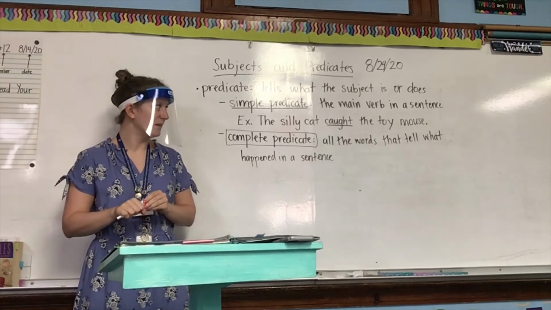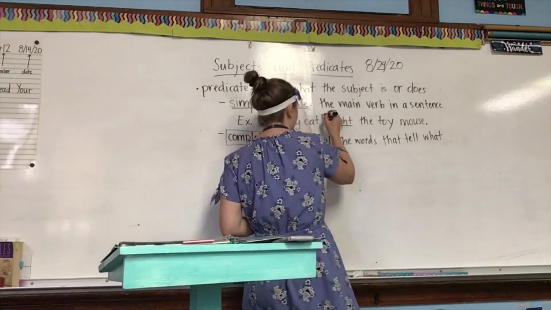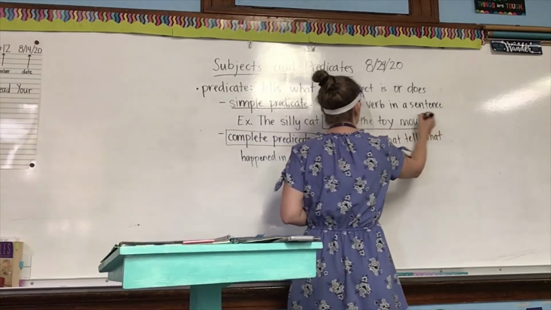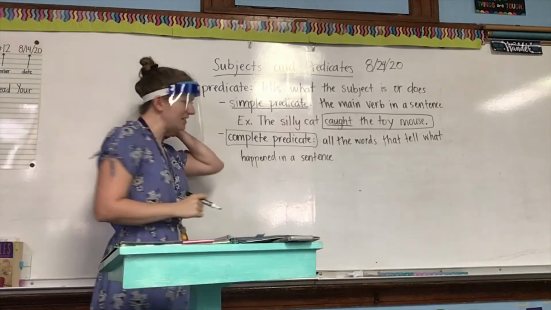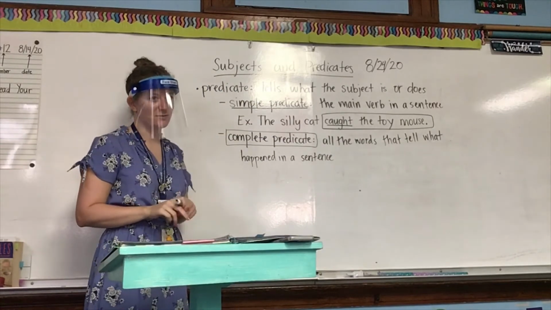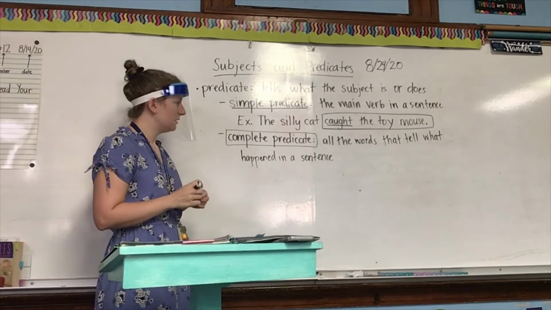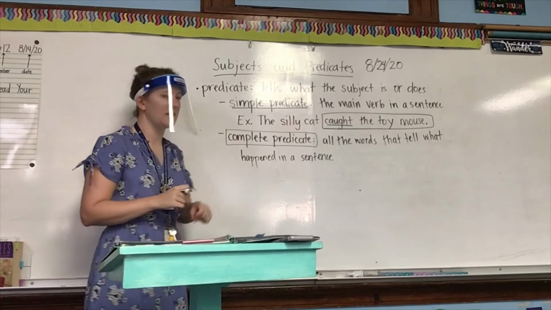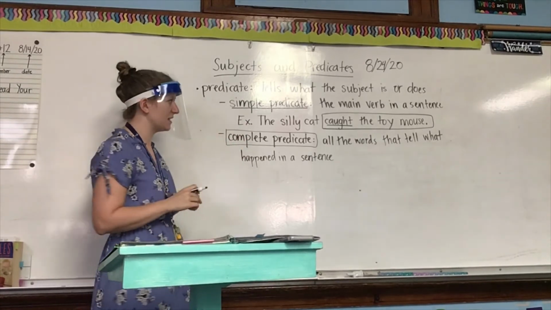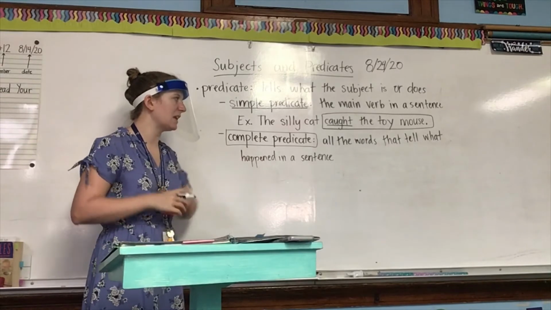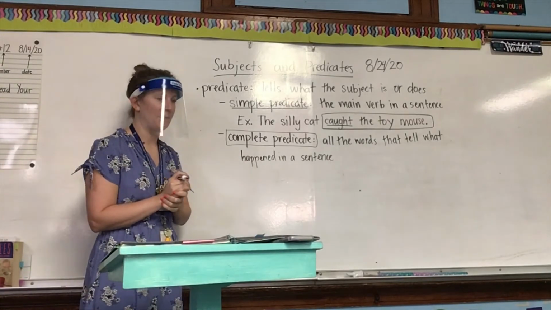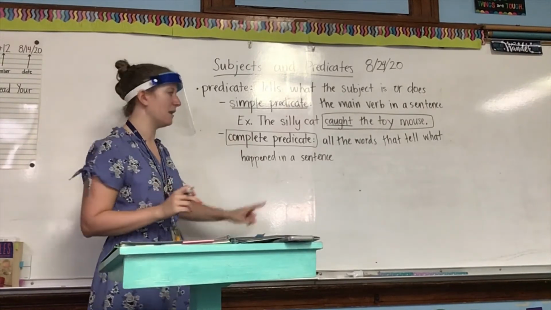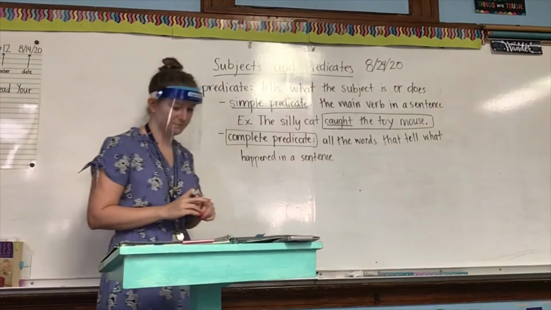Zadie? Caught the toy mouse. Put a box around it. Make sure that you can still see your underline. Caught the toy mouse. Caught is the simple predicate. It's that main verb, that one word that tells us what happened. Complete predicate is all the words that tell what happened. Well, caught what? Caught the toy mouse.